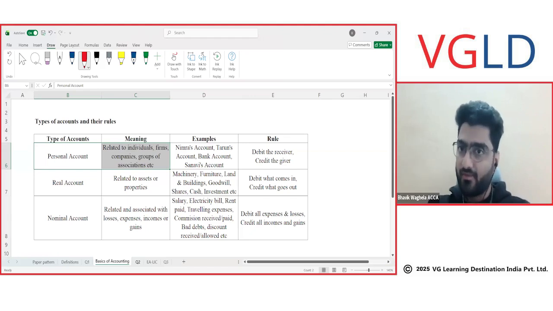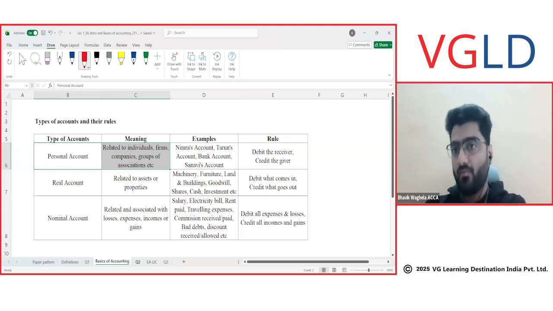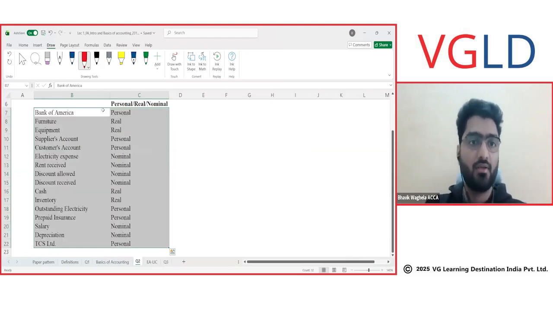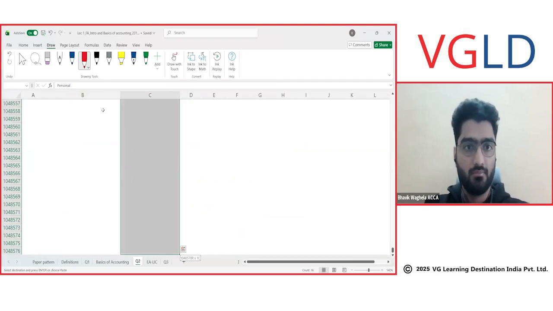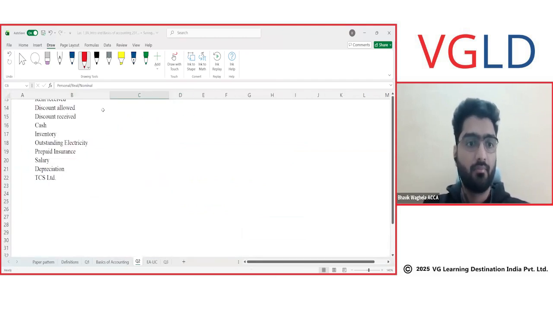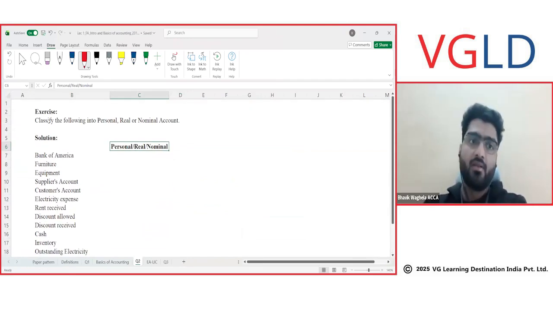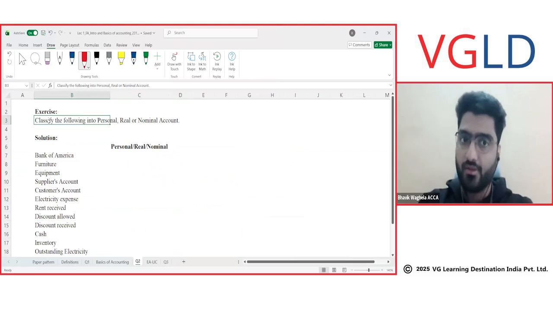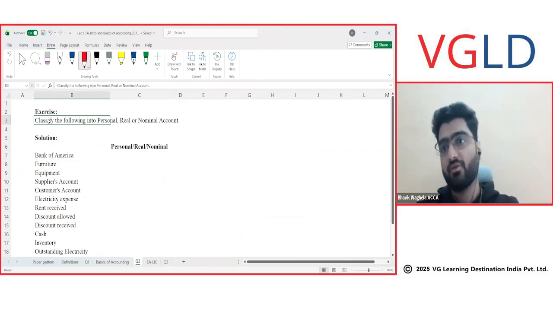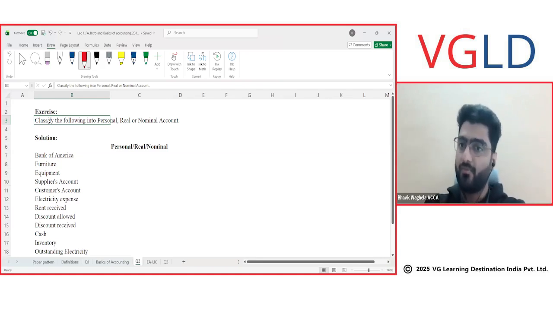Then let us have a small activity again, where we will be classifying the accounts into personal, real, and nominal. Classify the following into personal, real, or nominal account. If I say Bank of America, you have to tell me if this is a personal account, a real account, or a nominal account. So let us carry out this exercise.